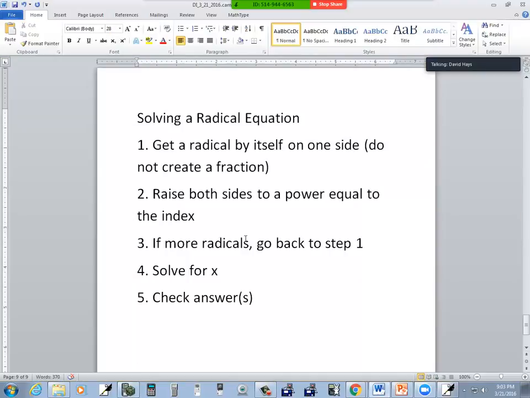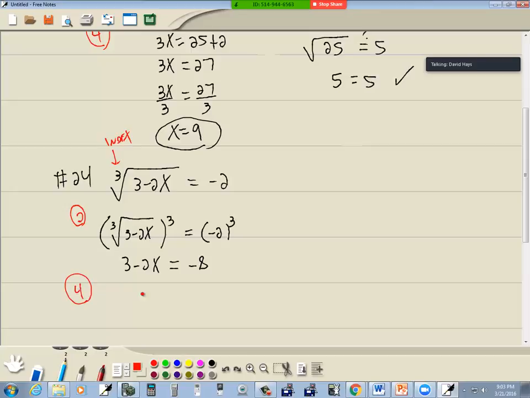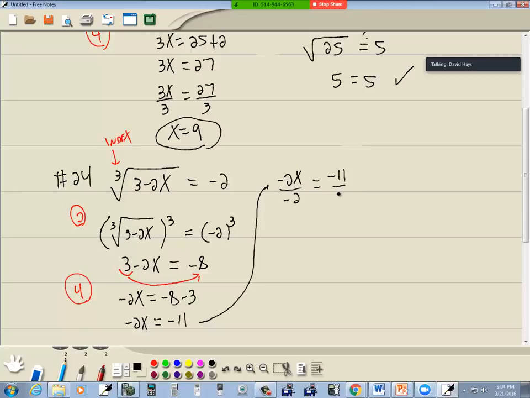Step 3, if more radicals, go back to step number 1. We don't have any more. Step 4, solve for x. Well, this one I'm going to take 3, move it over. So we'll get negative 2x is equal to negative 8 minus 3. Negative 2x is equal to negative 11. And divide both sides by negative 2. And we get x is equal to 11 halves. Maybe.